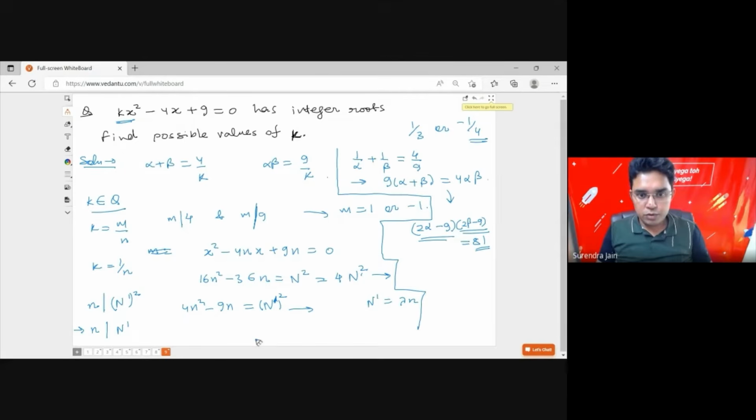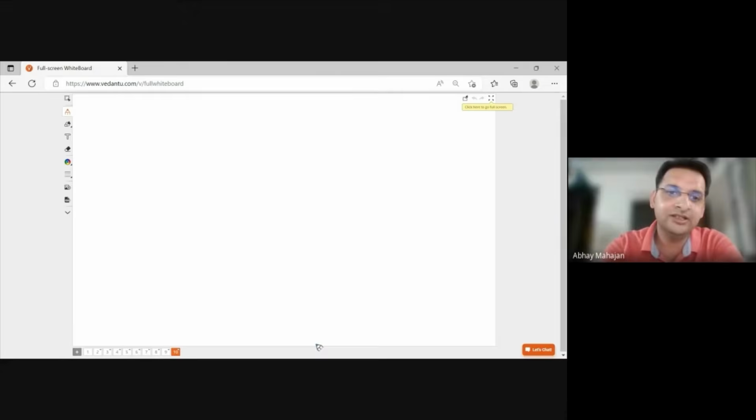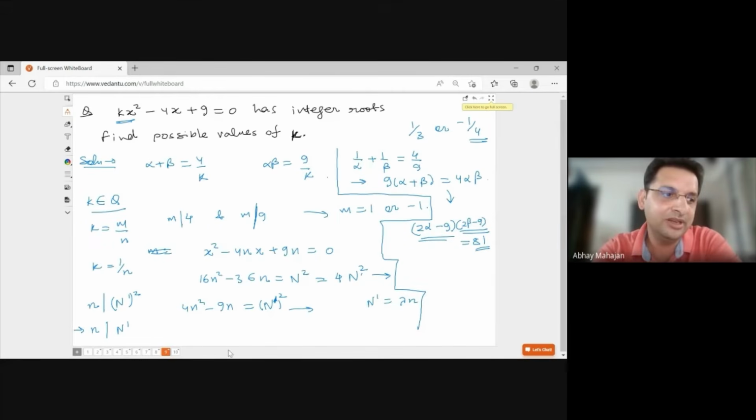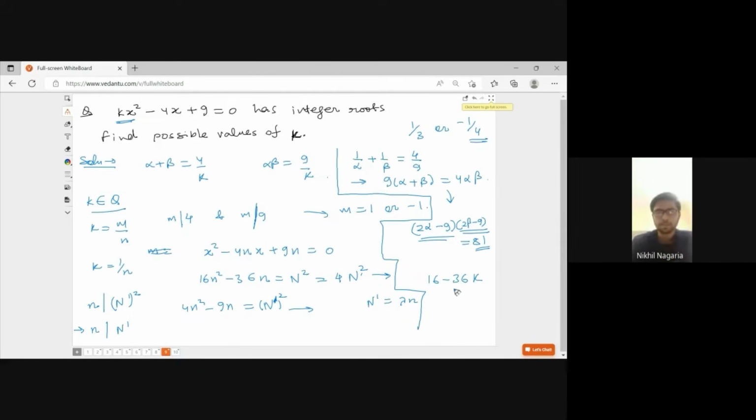Sir, you ask me. Nikhil, had k been an integer also, the starting condition you were applying, d is a perfect square, is it a sufficient condition or a necessary condition for integral roots? It's not sufficient. It's necessary. Okay.